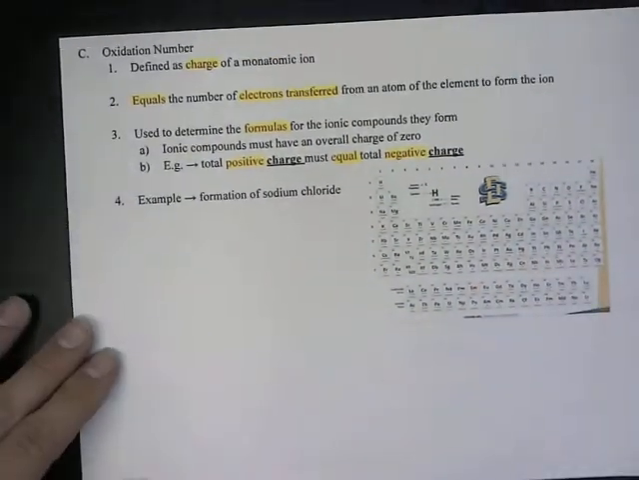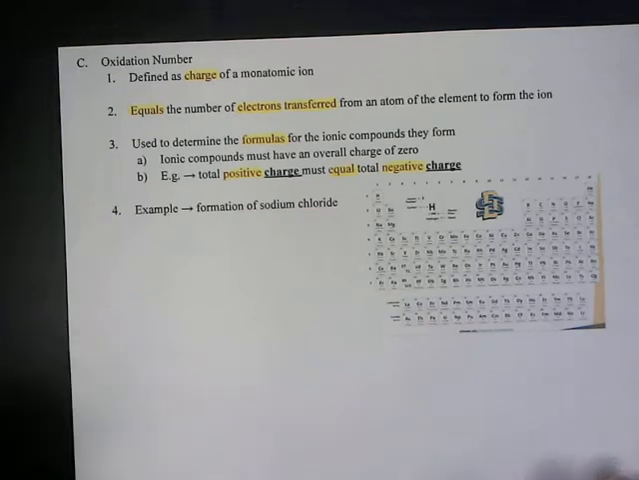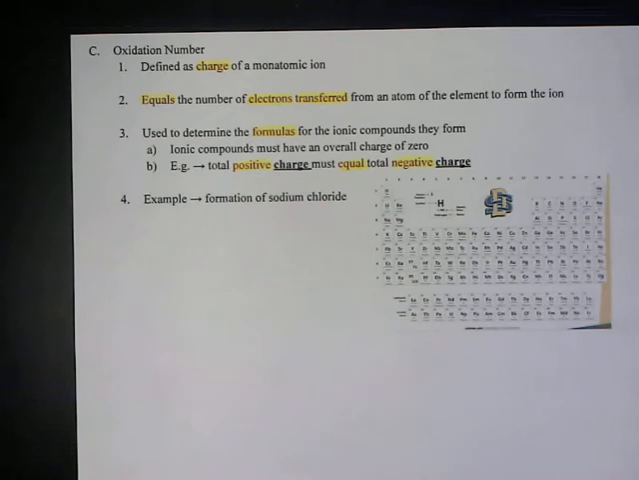All right, so let's keep going here, and let's talk about the oxidation number. The oxidation number is simply the charge of that ion. This is equal to the electrons transferred in our particular element, okay? It's also used for making our correct formulas for ionic compounds. So let's take an example here, and this example is the formation of sodium chloride.